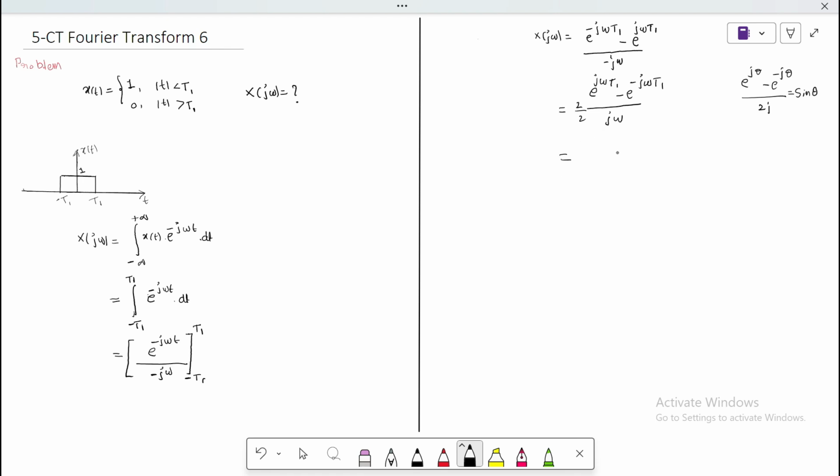So what happened? Sine theta. What is the theta? Omega t1. So x of j omega equal to 2 sine omega t1 by omega.